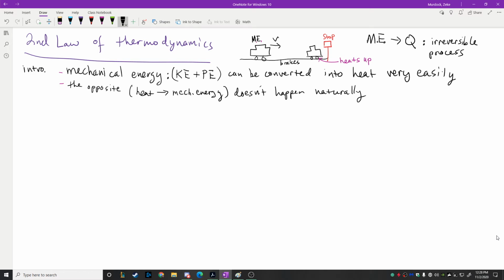Okay, so these processes in which mechanical energy turns into heat, we call them irreversible processes. And I would say, in general, that processes that occur naturally are usually irreversible.